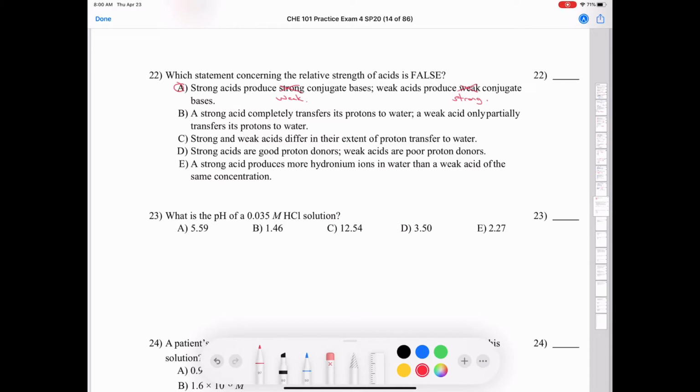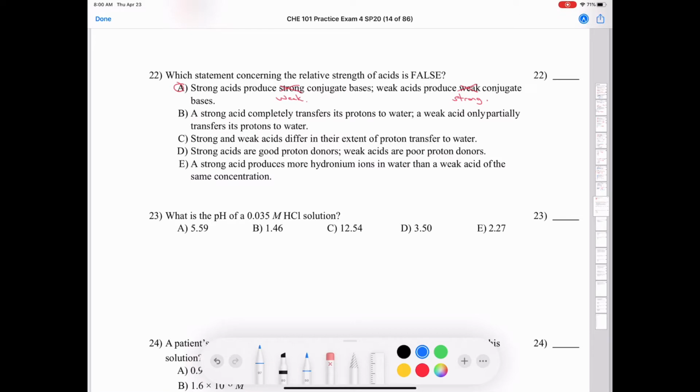And that's something that we looked at in chapter 8, is how a strong acid, when it loses a proton, it produces a weak conjugate base, and how a weak acid, when it loses a proton, it produces a strong conjugate base. If we take a look at the other possibilities, let's just take a look.